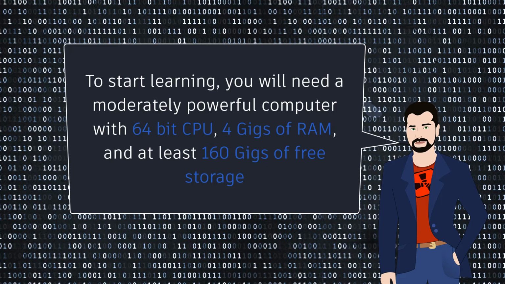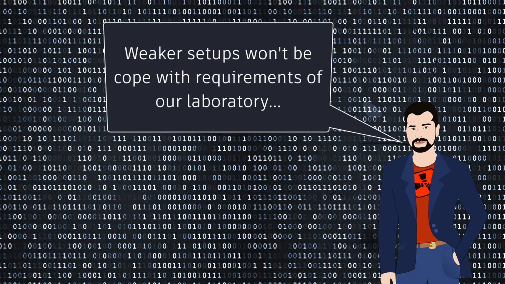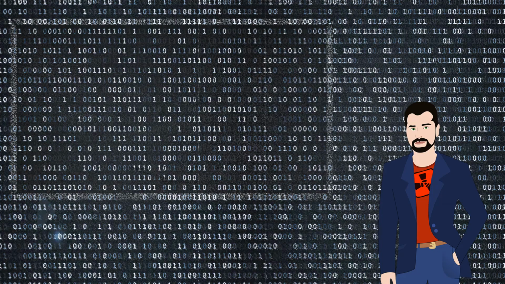By moderately powerful, I mean that your CPU needs to be of 64-bit architecture. You will require at least 4 GB of RAM and at least 160 GB of storage. Sadly, weaker setups will either struggle or won't be able to cope with the requirements presented in this course.